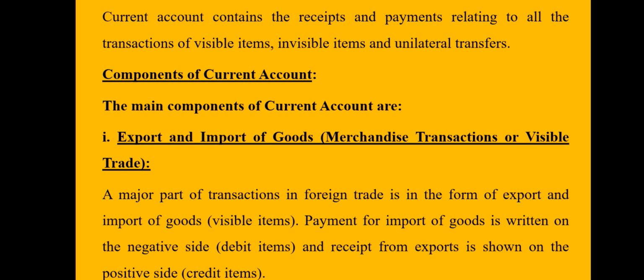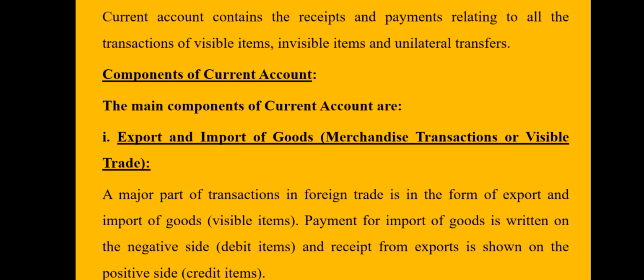Balance of payment on current account is a statement of actual receipts and payments in a short period. It includes the value of exports and imports of both visible and invisible goods. There can be either surplus or deficit in current account. Current account includes exports and imports of goods and services, interest, profit, dividends, and unilateral receipts and payment from or to abroad. So, current account involves transactions of visible items, that is goods, invisible items, that is services, and unilateral transfers, that is one-sided transactions.